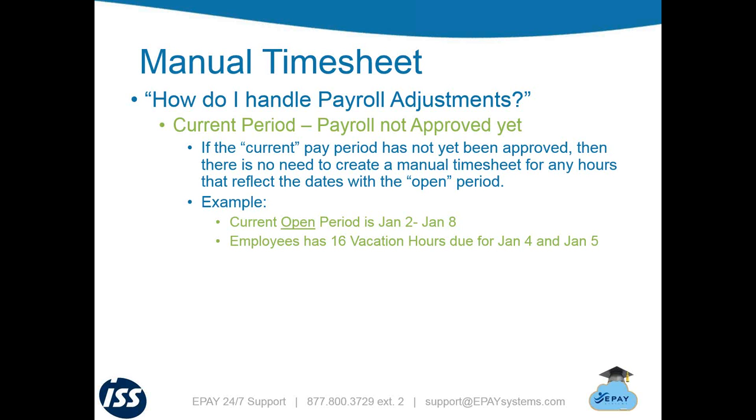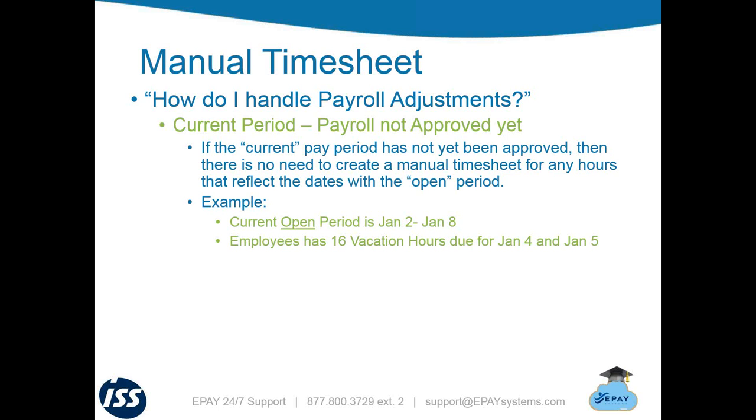So one of the examples I have here is that the current open period is January 2nd to January the 8th, and the employees have 16 hours of vacation that are due to them for the January the 4th and the 5th. There's no reason why you can't just go into the regular timesheet, enter those hours into the open period.